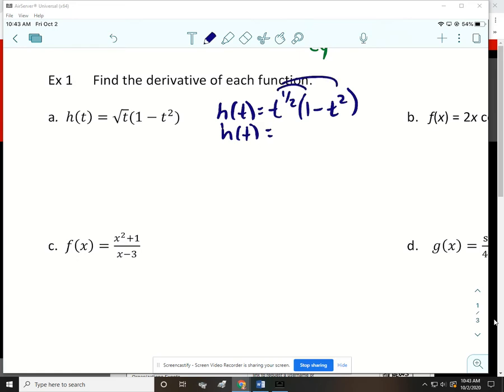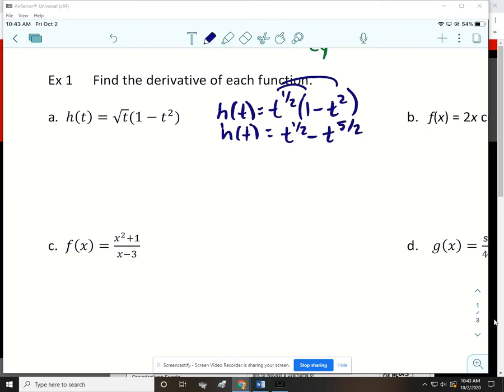And then I'm going to distribute that. So t to the 1/2 times 1, obviously, is t to the 1/2. t to the 1/2 times negative t, we're going to add the exponents. So we would need a common denominator. So 2 is the same as 4/2. So 4/2 plus 1/2 is 5/2.